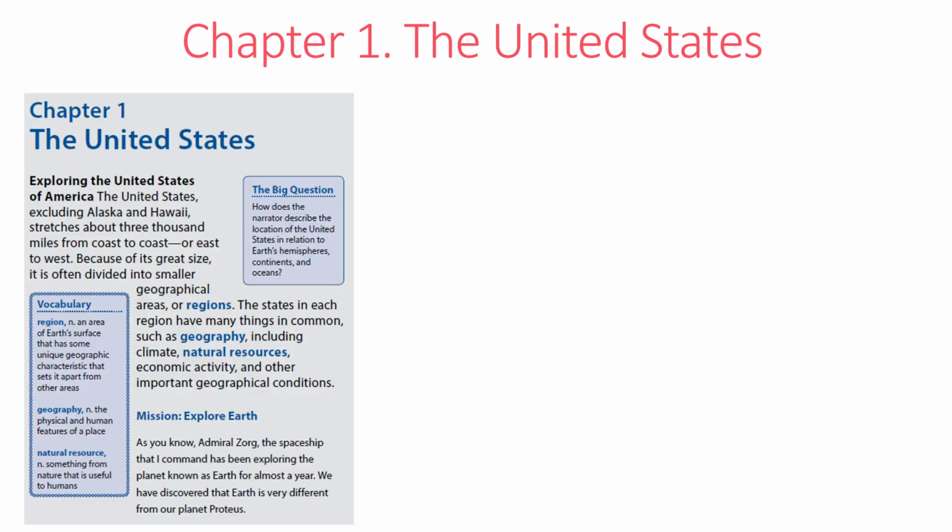Chapter 1, the United States. Exploring the United States. The United States, excluding Hawaii and Alaska, stretches about 3,000 miles from coast to coast, or east to west. Because of its great size, it is often divided into smaller geographical areas or regions. The states in each region have many things in common, such as geography, including climate, natural resources, economic activity, and other important geographical conditions.